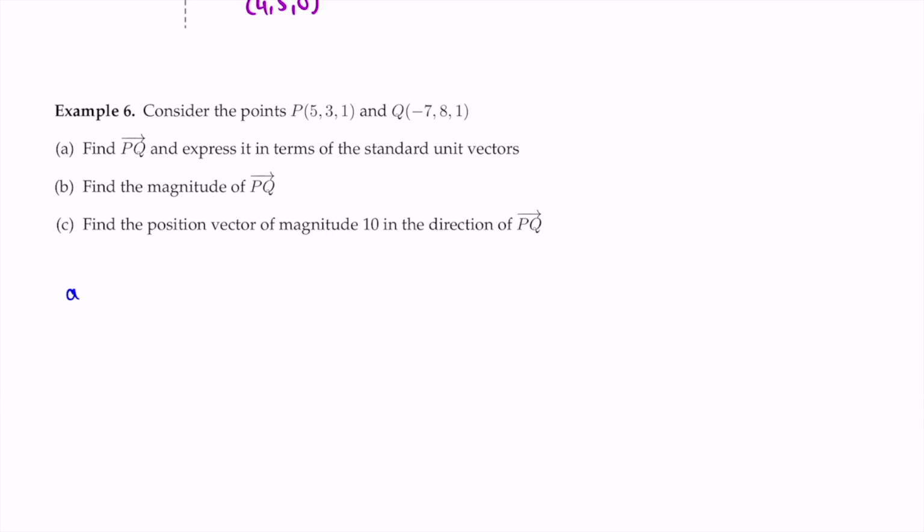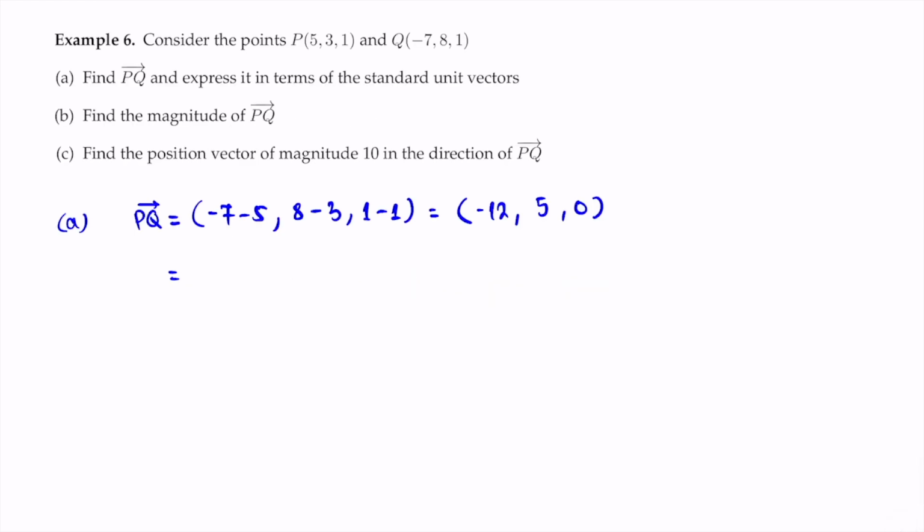So for part A, you get the vector PQ is equal to (-7 minus 5, 8 minus 3, 1 minus 1). And you get this to be (-12, 5, 0). And this can be written in the standard unit vector form as -12i hat plus 5j hat plus 0k hat. Because the last entry is equal to 0, it is equivalent to writing the answer as -12i plus 5j.